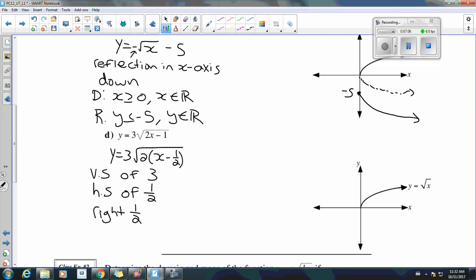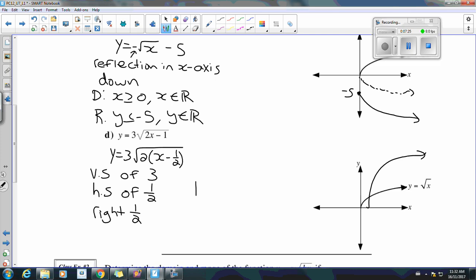So vertical stretch of 3 means we multiply our y values by 3. Horizontal stretch of 1/2 means we multiply our x values by 1/2. And then we move 1/2 a unit to the right. So what we end up getting is a very steep graph that looks something like this.